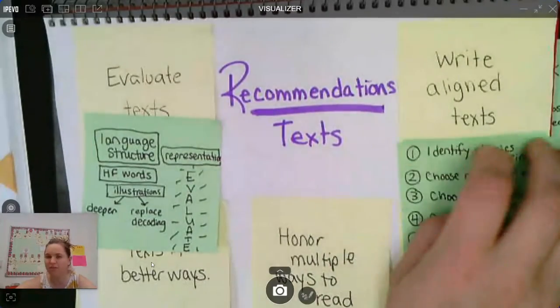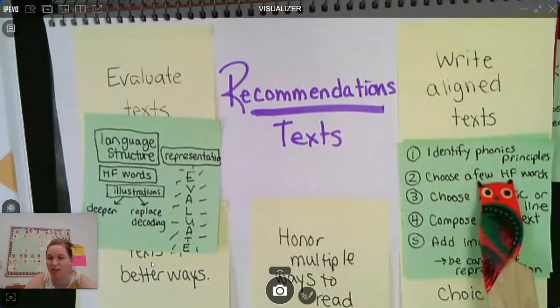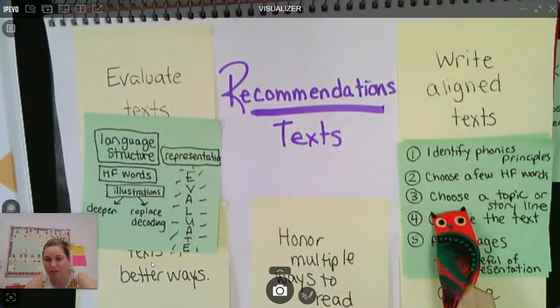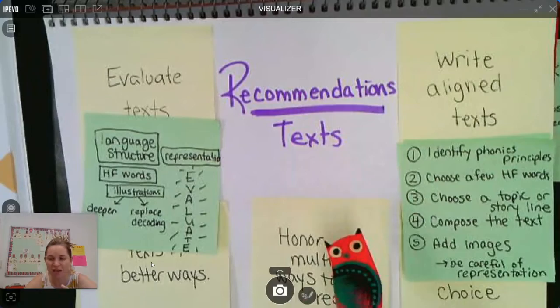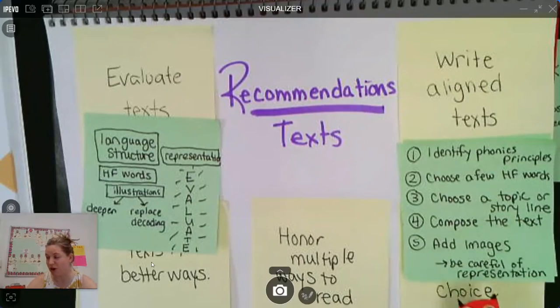And these are 5 steps if you wanted to write your own. So identifying those phonics principles you're working on. Choose a few high frequency words. Choose a topic or a storyline. And just write your text. Take all those things, have that in mind, and give it a shot. And then you might even decide to draw images if you're into drawing or finding images online.